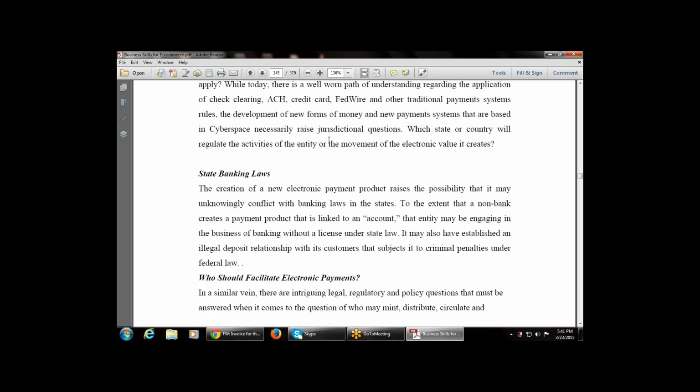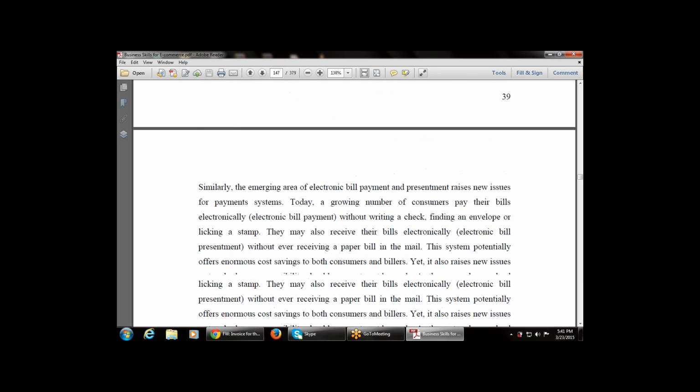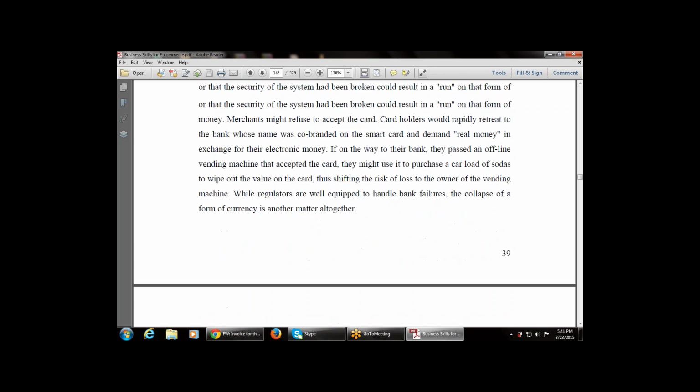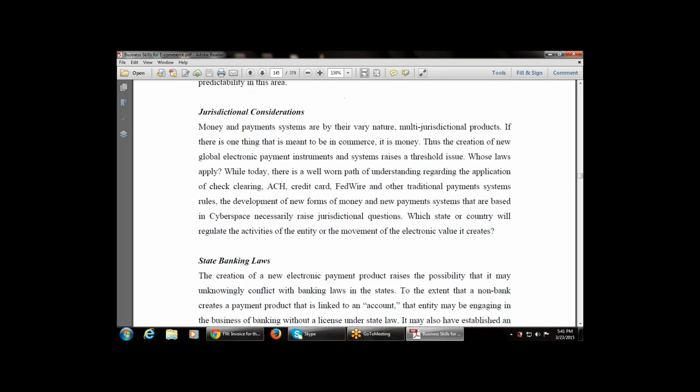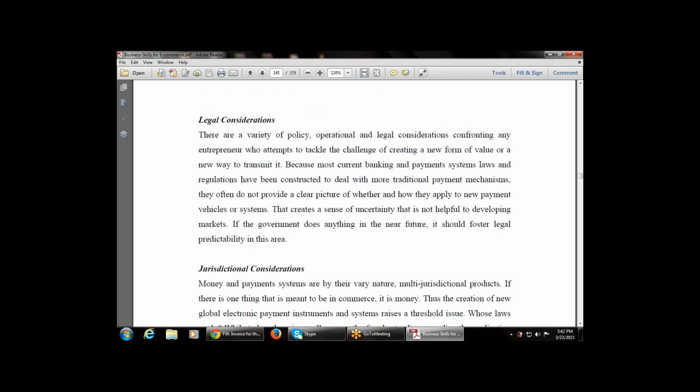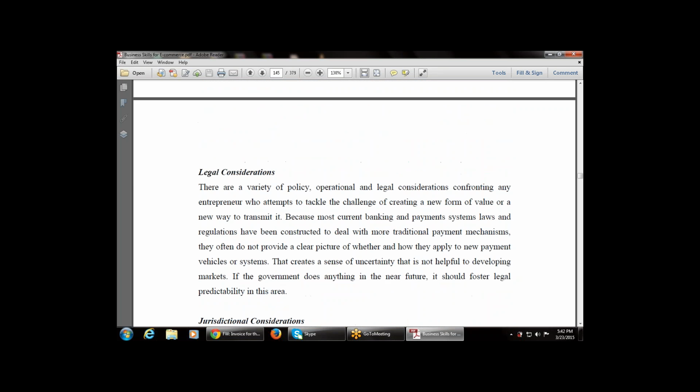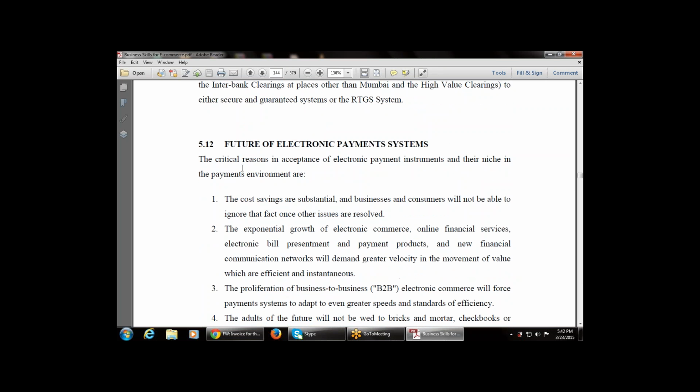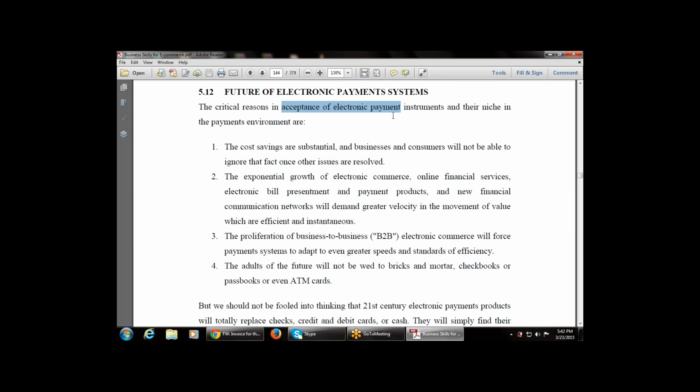Now the next topic is the future of the e-payment system. What is the future of the e-payment system? That is how I say that this is the secure e-payment system. So what are the critical reasons why we are using the e-payment instruments? And what are the roles involved in the e-payment system?